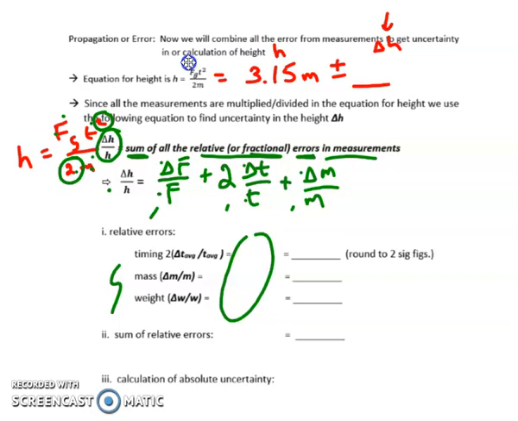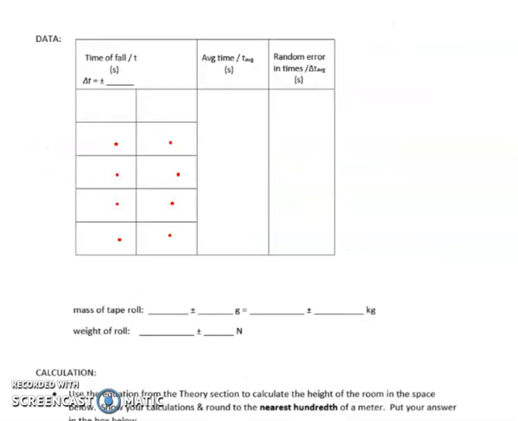So let's take one at a time. Let's start with the more difficult one and what's going to confuse you more, the time one. So in timing, we've got to take 2 times delta t average over t average. Okay, so what do I mean by that? Let's go back to our data table.